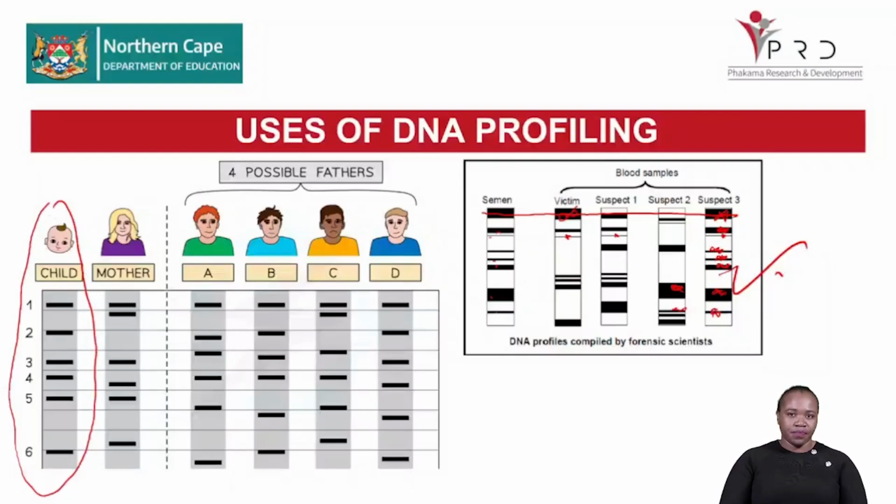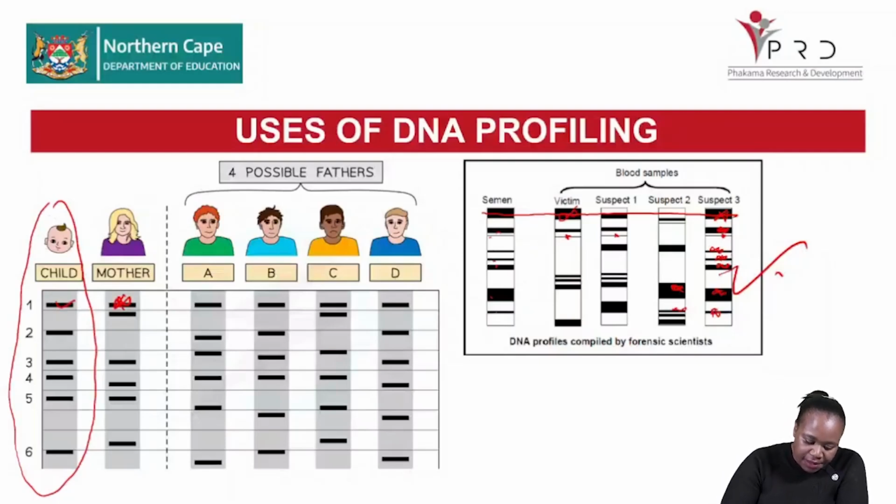All of them. If only 2 matches all these men, it means that they are not the fathers of the child. But if there's a man here who has 3 bands matching with the remaining 3 of the child, then that is the father. Let's start. First band matches the mother. It means that when we match the father now, we are not going to look at the first band because we have already finished with the first band. I'm going to put a tick here to show that we are done with the first band.